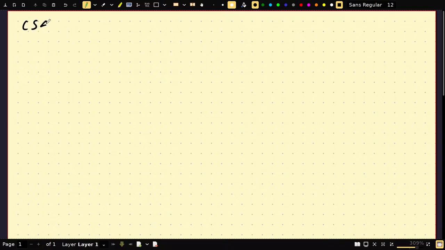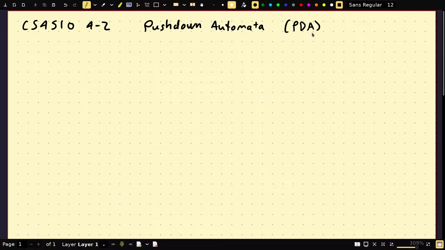This is CS4510 4-2. And the topic of today is called pushdown automata, sometimes referred to as PDA. So pushdown automata, not public display of affection. So what is a pushdown automata? Well, just think of it like an NFA plus a stack.